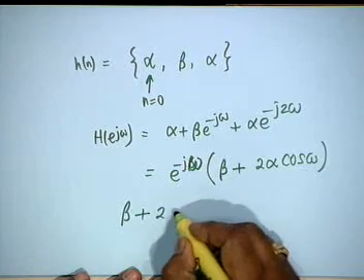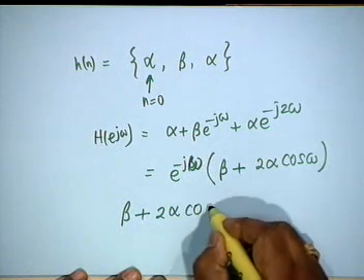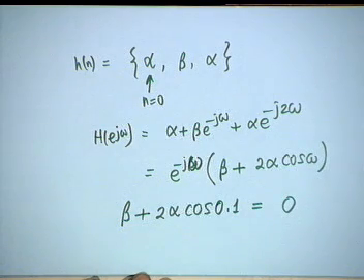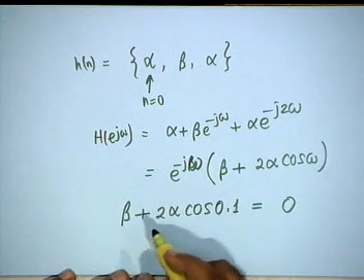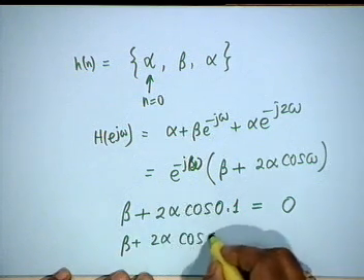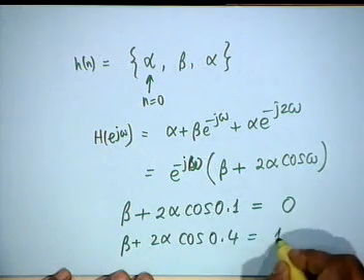This is the engineer's way. It does not quite start with rigorous mathematical formulation and so on, because then he gets lost in the mathematics. You have to keep your eyes towards the practical situation. So, what I want is 2 alpha cosine of 0.1 should be equal to 0, and beta plus 2 alpha cosine of 0.4 should be equal to 1.